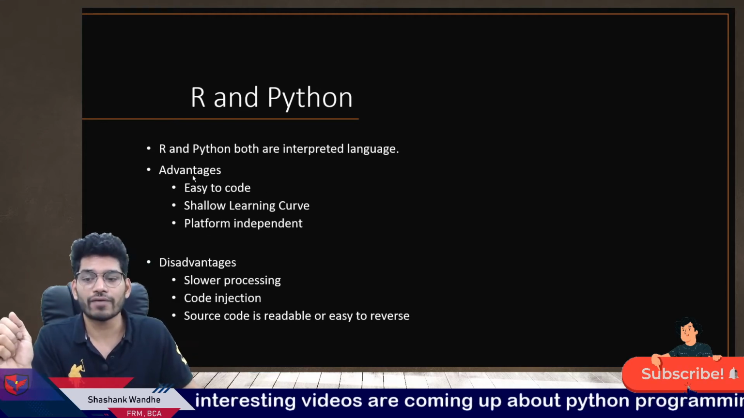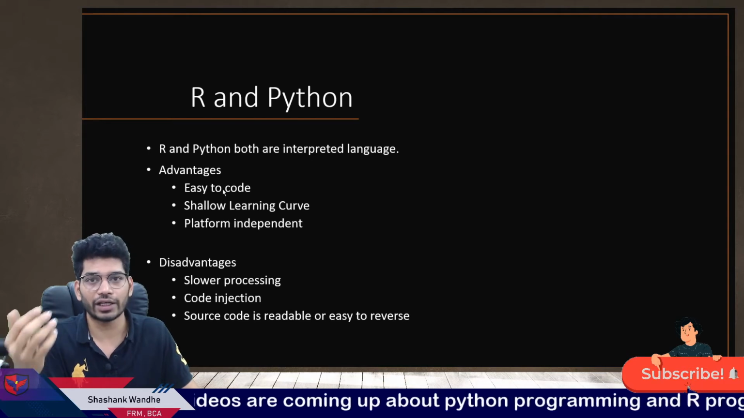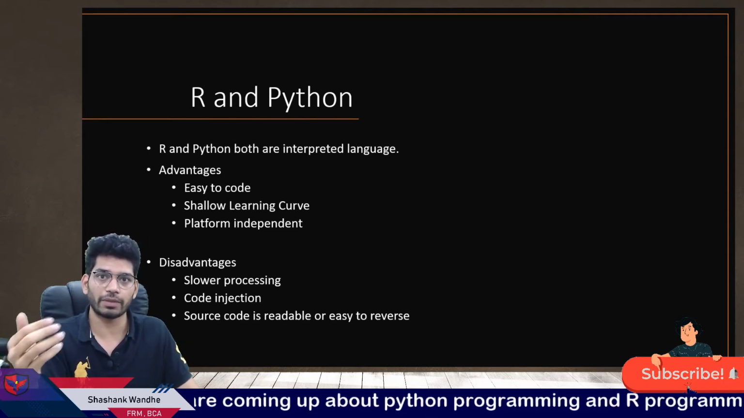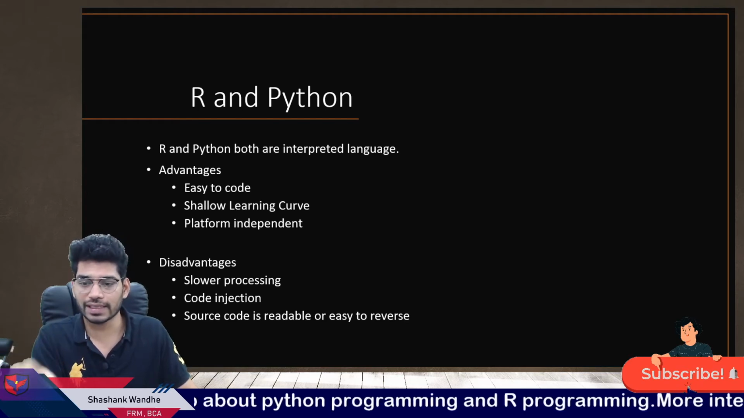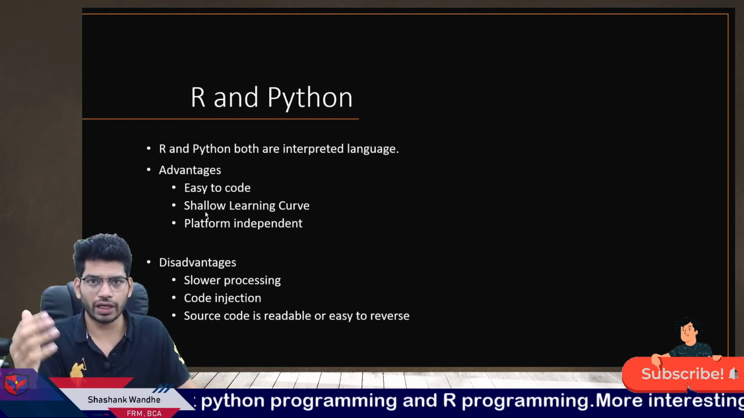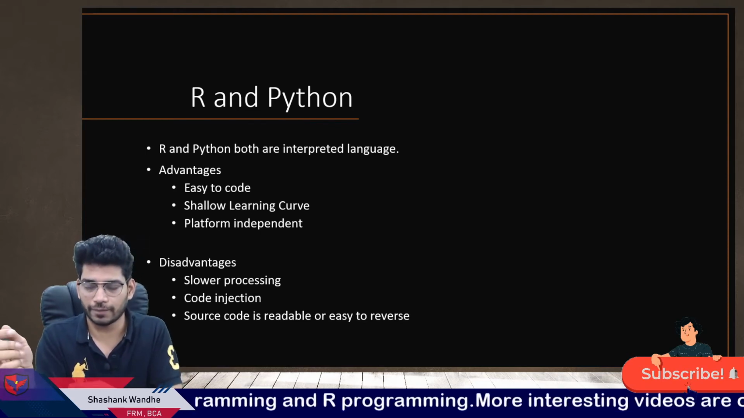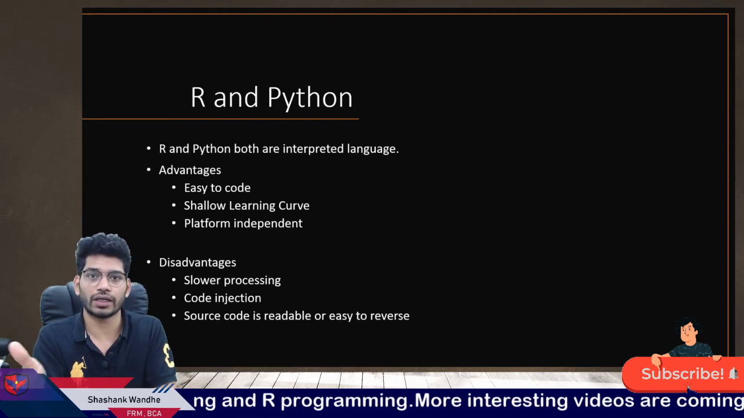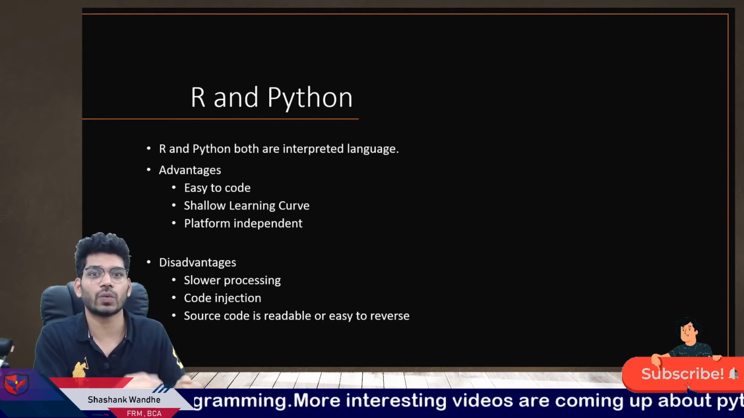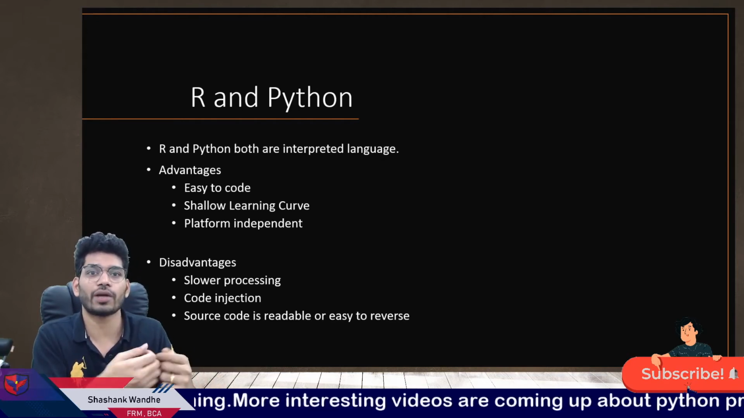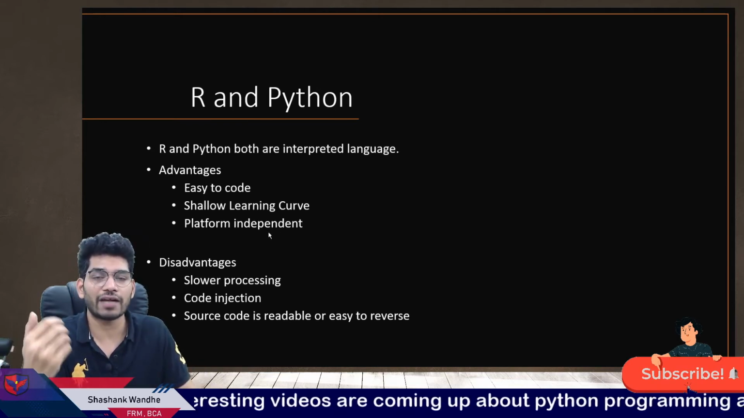Okay, so the advantages of R and Python: it is easy to code. You can understand the code. Even if you read the code, you will be able to understand the meaning, if you have a fair understanding of coding. Then there is a shallow learning curve. If you start your coding course and start learning R or Python programming, within the next 30 minutes you can start working on the code. You can actually execute and perform operations. And then it is platform independent.